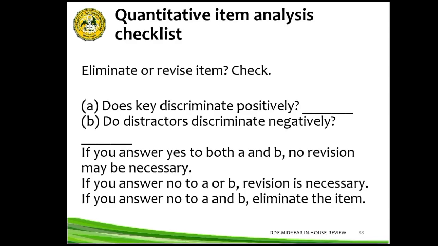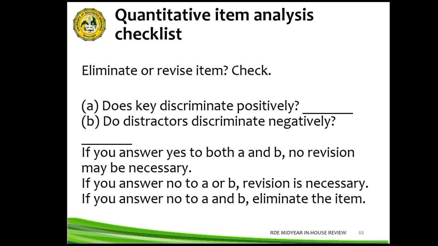So here's a quantitative item analysis checklist: eliminate or revise the item. A, does the key discriminate positively? This means, are higher performing students more likely to choose the correct answer than lower performing students? If yes, the key is functioning well. And if no, the key may be misleading or poorly worded.